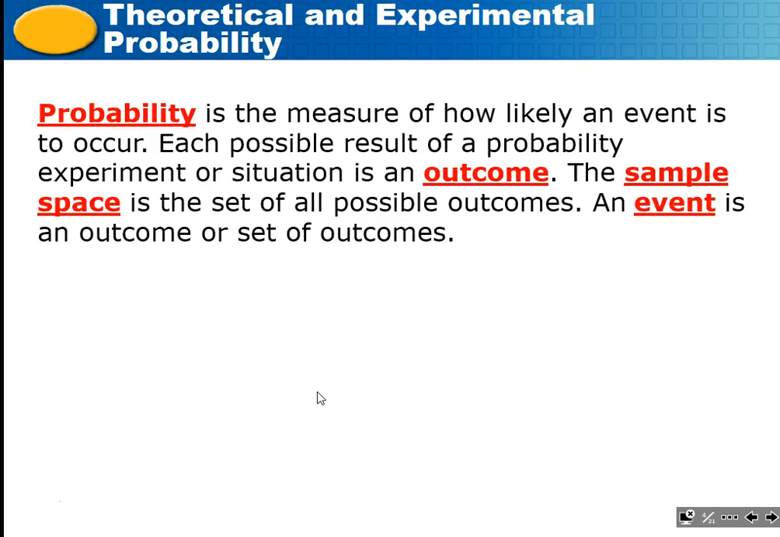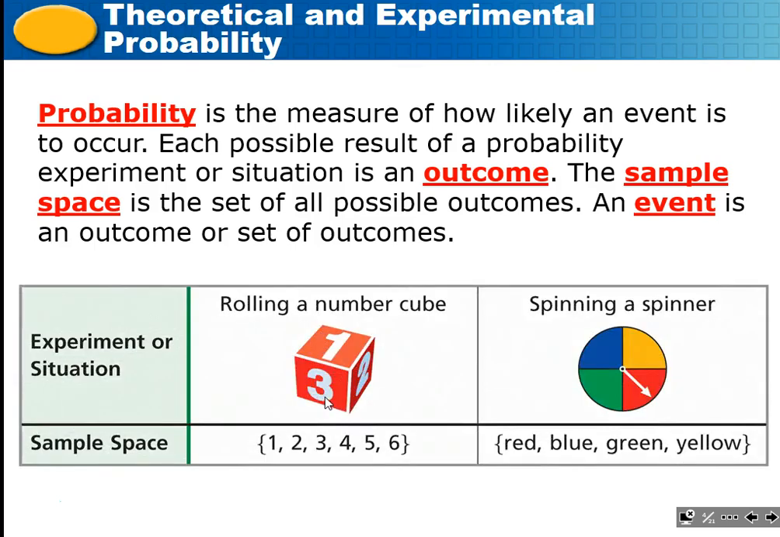So probability is the measure of how likely an event is to occur. Each possible result of a probability experiment or situation is what we call an outcome. The sample space is the set of all possible outcomes, and an event is an outcome or set of outcomes. So, for example, when we roll a numbered cube, our sample space is 1, 2, 3, 4, 5, and 6. When we spin this spinner in this diagram, our sample space is red, yellow, blue, and green.